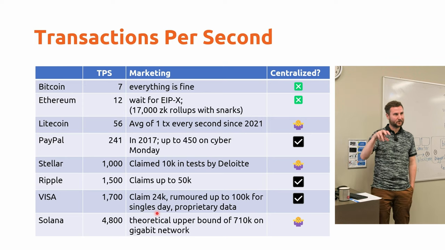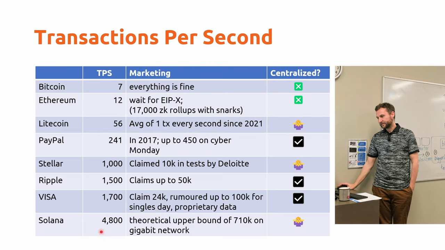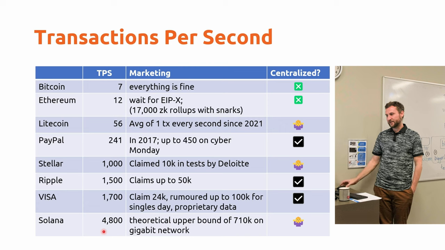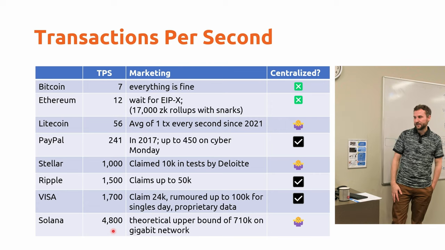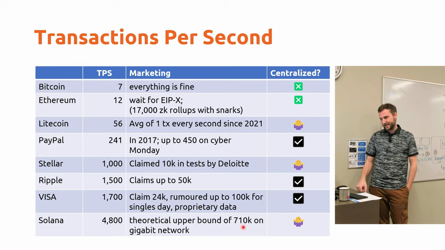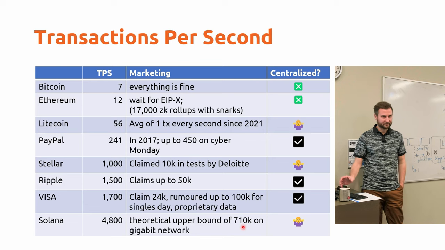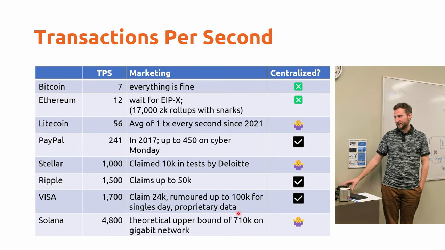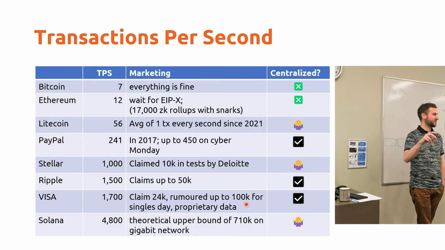Whereas the blockchains, they have explorers and they have people just making charts, so you can go look at it. So I put Solana in here because it's a big number. They're running 4,800, presently. In their documentation, they say if you're on gigabit network, they have a theoretical bound of 710,000. So it's a lot. If we try to compare to Visa on Singles Day, in order to have a global payments network, it looks like we need hundreds of thousands of transactions per second.